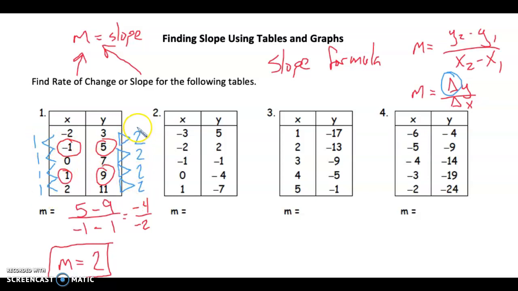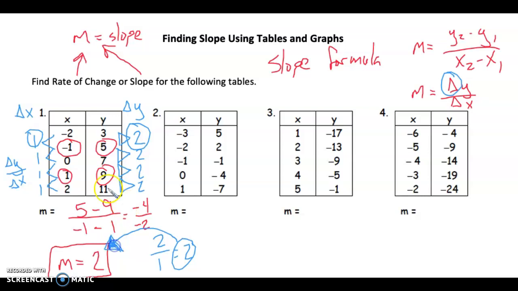Now what I do is I take my change in y, which is 2, and I divide it by the change in x, which is 1. So we get the change in y over the change in x, which in this case is 2 over 1, which equals 2. So again, it matches up, m equals 2.